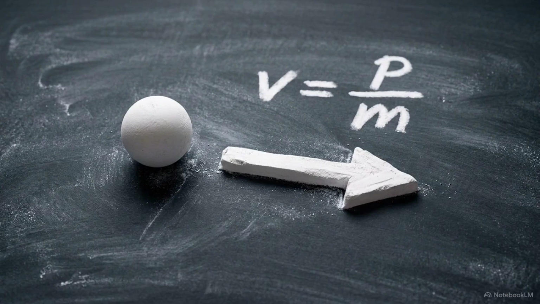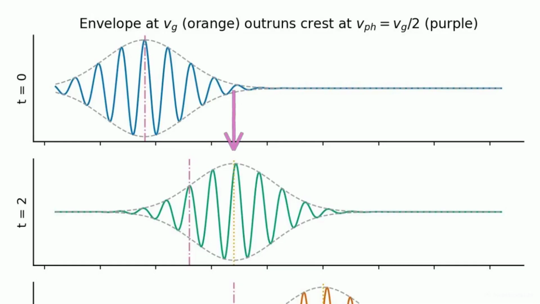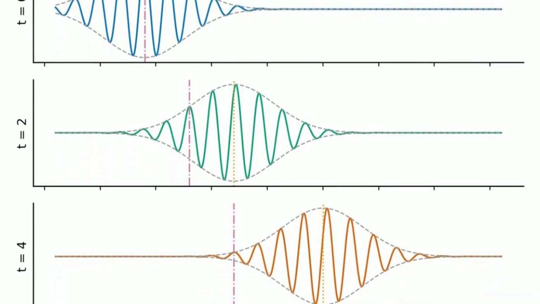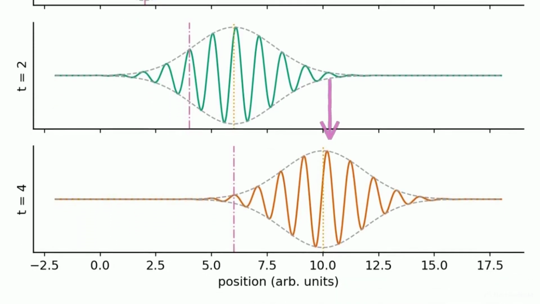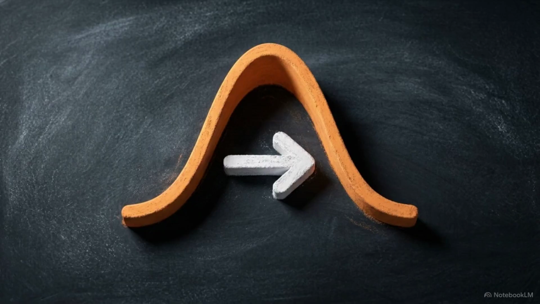Classical mechanics expects a moving particle's velocity to be momentum divided by mass. The wave calculation yields exactly half of that expected speed. The true particle is the orange bounding envelope, traveling at the group velocity, the derivative of omega with respect to k. This calculation yields momentum divided by mass, recovering exact classical velocity. Watch the faster orange envelope continuously outpace the internal purple crests. Phase velocity is merely a mathematical artifact of the wave's internal structure. The group velocity governs the true, physically measurable speed of the quantum system.